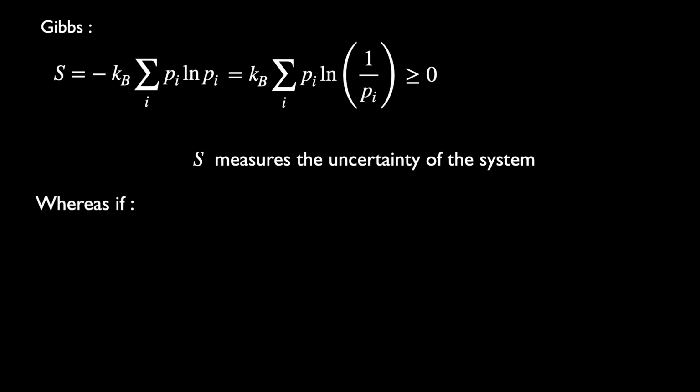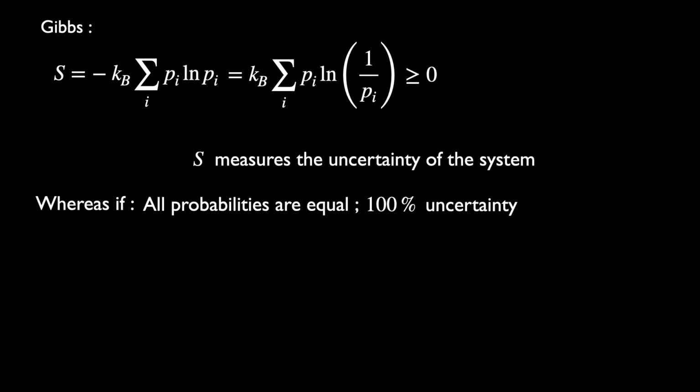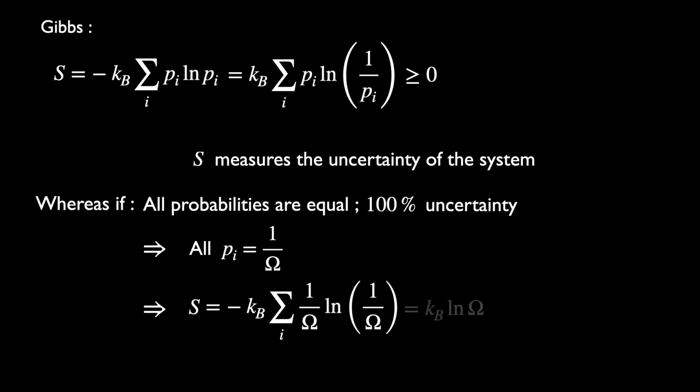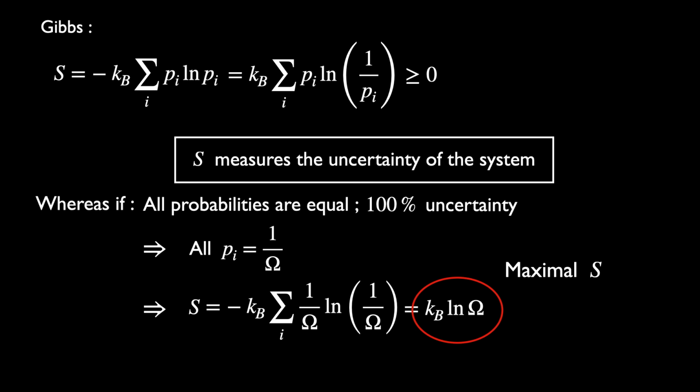Whereas if all the probabilities are equal, we are now 100% uncertain about the state of the system. The probability of each state is then equal to 1 over the total number of states, omega. Applying this to the Gibbs entropy gives S equals kB log omega. This is the maximum value of S. Note that it is a mathematical fact that a uniform probability distribution maximizes the Gibbs entropy. This shows that S really measures the uncertainty of the system.